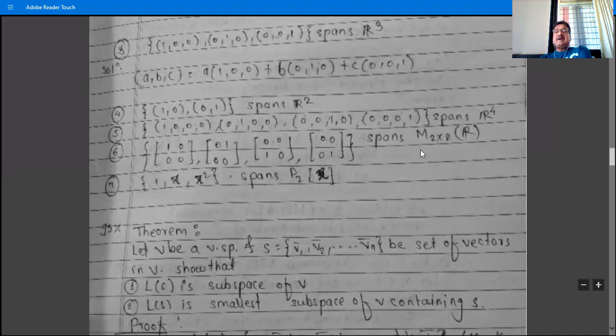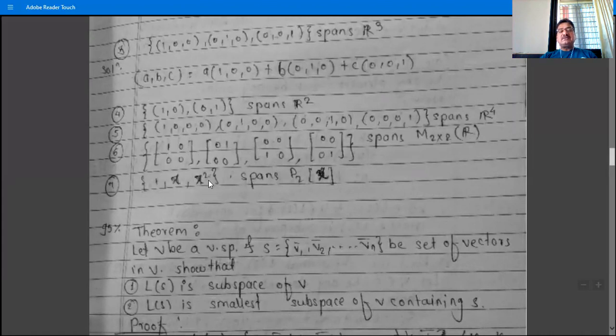How can we show this set spans M2 by 2 of R? We have to show every vector of M2 by 2 of R is expressed as a linear combination of these four vectors. So take any vector as a 2 by 2 matrix [a b; c d] from M2 by 2 of R, and then we can express that vector as a linear combination of these four vectors as a into [1 0; 0 0] plus b into [0 1; 0 0] plus c into [0 0; 1 0] plus d into [0 0; 0 1]. And therefore every vector of M2 by 2 is expressed as a linear combination of these four vectors, and therefore this set spans M2 by 2 of R.